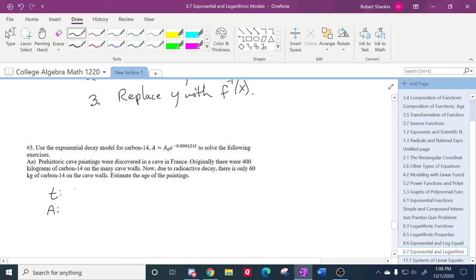One of us said that T represents the amount of years that have passed since, like, through the carbon dating. T for time, and it's the years. Now, the years that have passed since when? Since it was originally found, I don't know. Or, I mean, it says originally there were 400 kilograms of carbon-14. So since then.